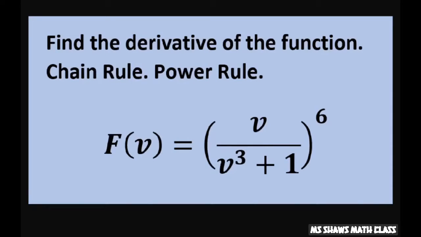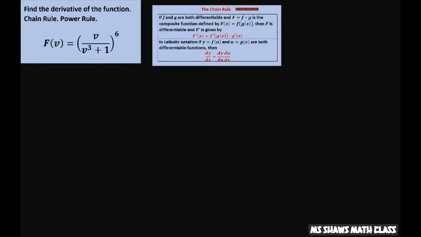We're going to find the derivative of the function f of v. We're going to use the chain rule and the quotient rule, basically. So, we'll get started. And the first thing we're going to do is take the derivative of the outer function.